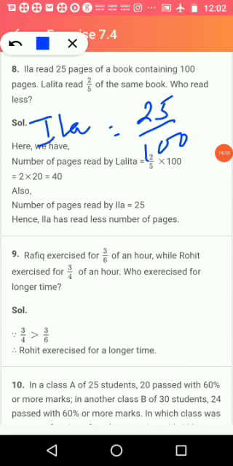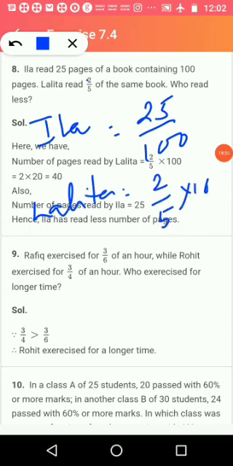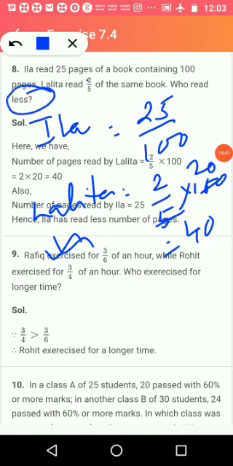I know Ela has read 25 pages. And Lalita, how many pages did she read? Lalita read 2 by 5 into 100 pages. So 5 20s are 100, 2 20s are 40 pages. So who read more pages? Lalita read more pages. Now the question is who read fewer pages? So Ela read fewer pages. Okay, next question.